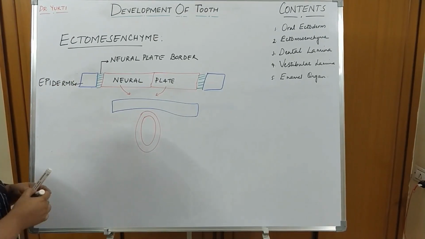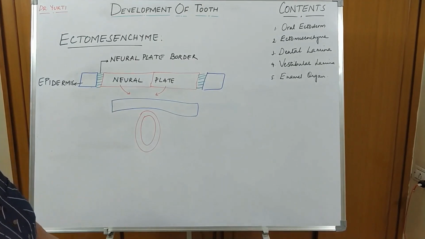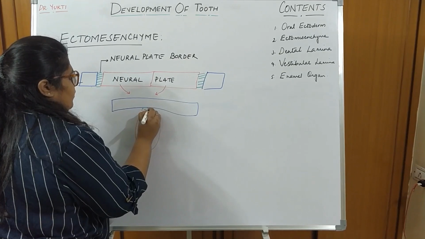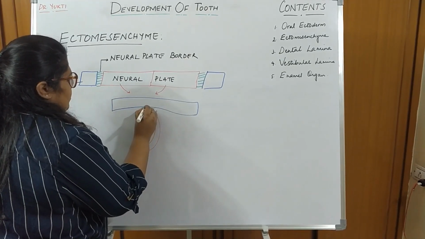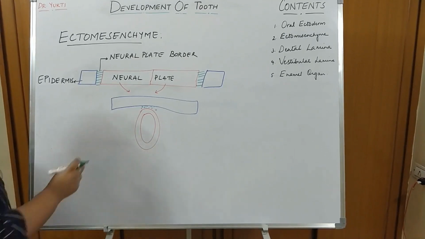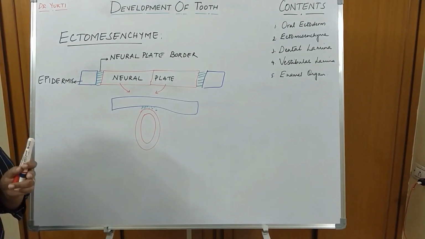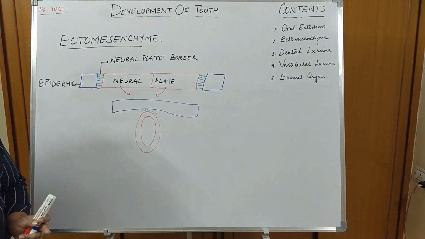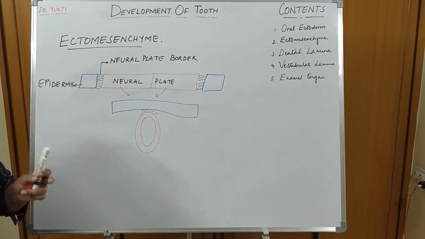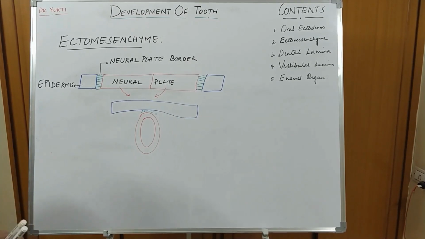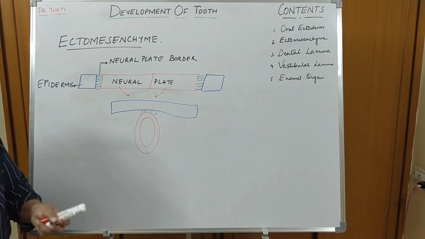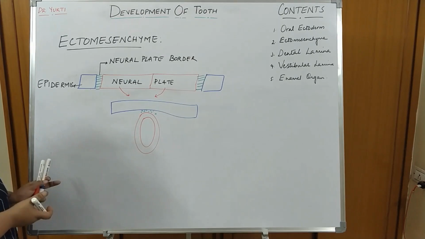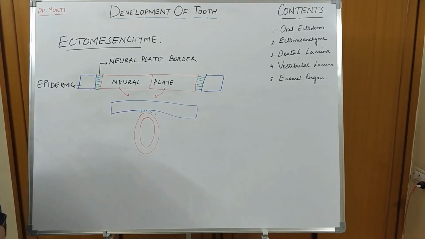Then, in between the epidermis and the neural tube, the cells of the neural plate border, which are now called the neural crest cells, will be present. So these are the neural crest cells. Now these neural crest cells don't remain there. They migrate to different parts of the body, and wherever they migrate, they form very important structures. For example, when they migrate to the epidermis, they form melanocytes. Similarly, they migrate to the first branchial arch to form the ectomesenchyme.